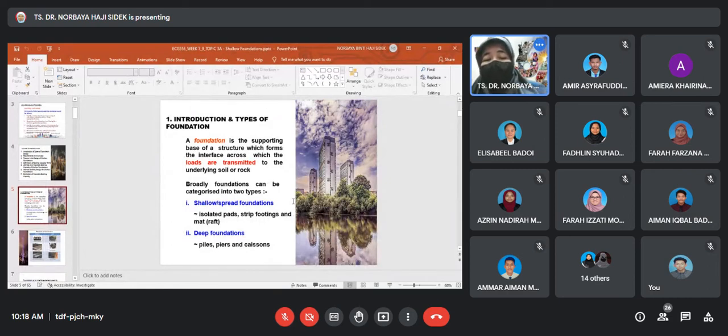How to differentiate between the shallow and the deep foundation. Usually we may say that if the depth is less than 3 or 4 meters, we can categorize it as a shallow foundation. More than that, we categorize it as a deep foundation. The foundation itself is the support, based on the structure, for the distribution of load, and how the load will be transmitted to the ground.